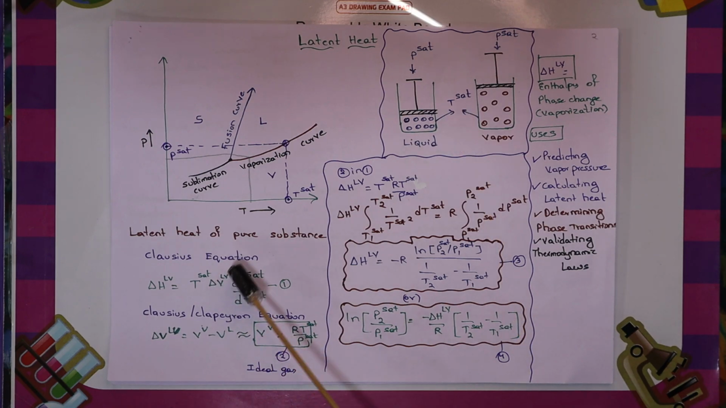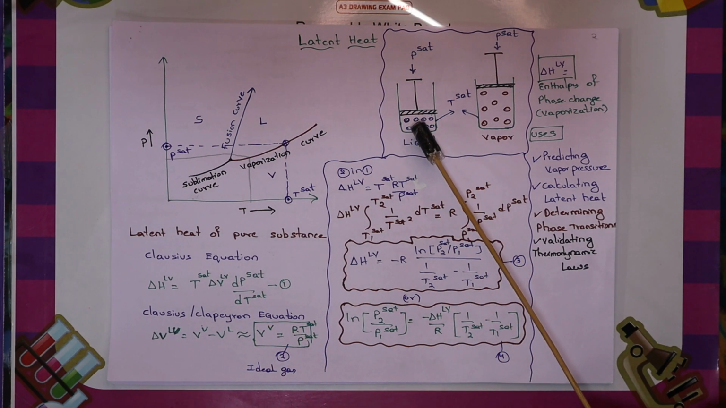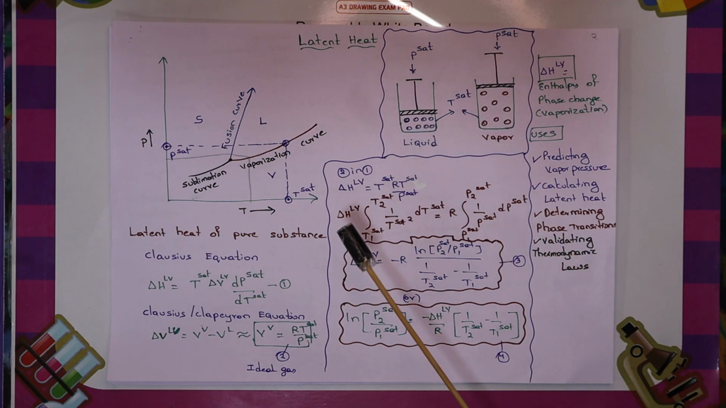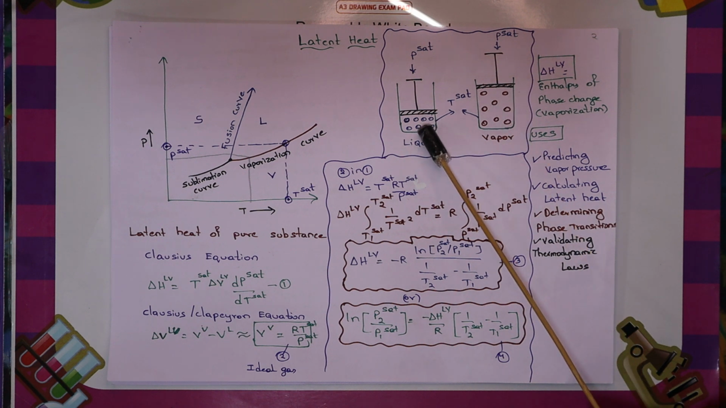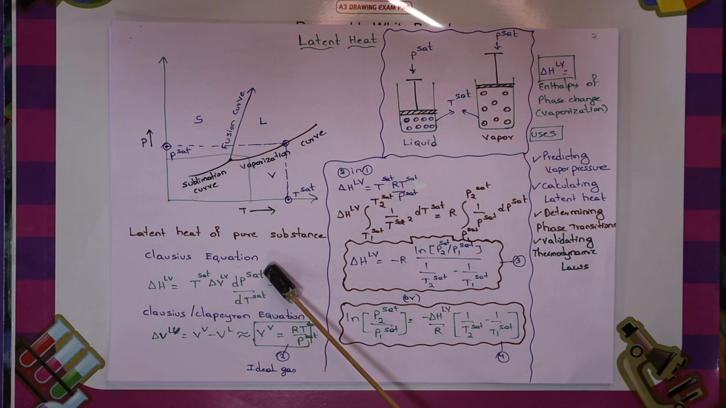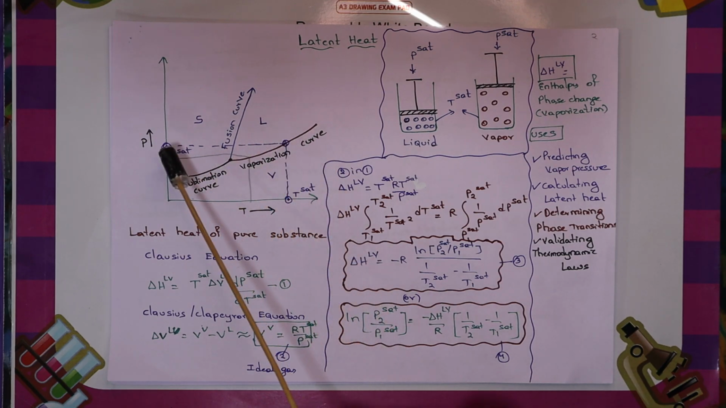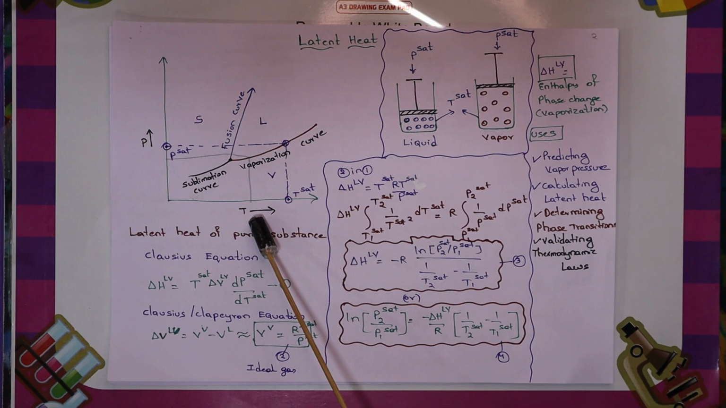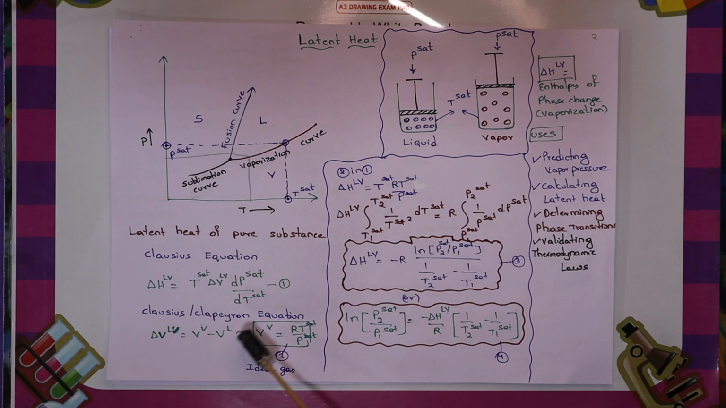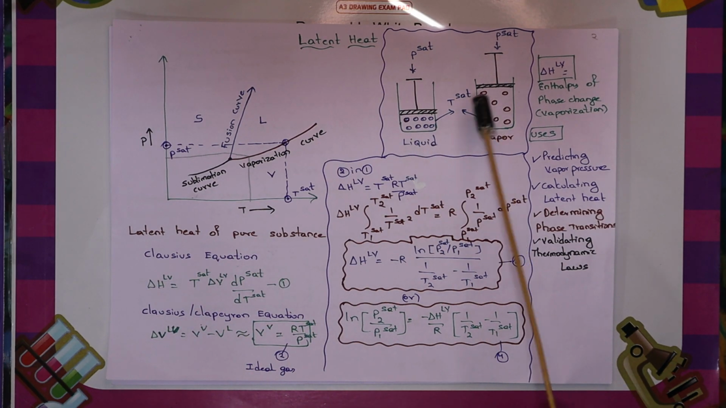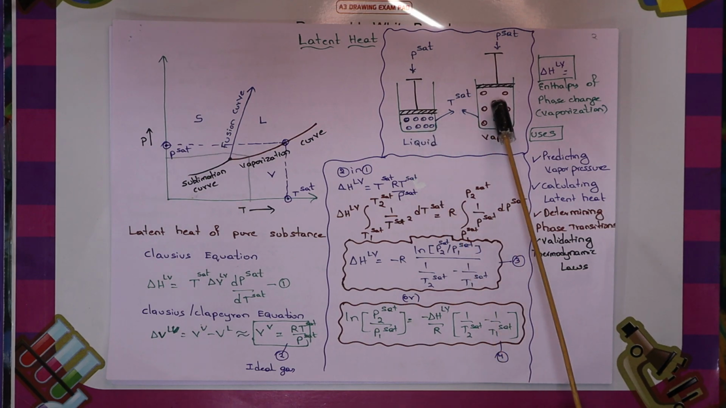You should know the temperature at which it is going to happen. What is delta V LV? Delta V LV is nothing but the volume of the vapor minus the volume of the liquid, the change in volume from the liquid state to the vapor state. What is dP sat by dT? That is the slope of this particular line. On the y-axis it is the pressure, on the x-axis it is the temperature. The slope of the line is dP sat by dT. So if you know this information, you can find the enthalpy change, that is, the heat associated with the change in phase.